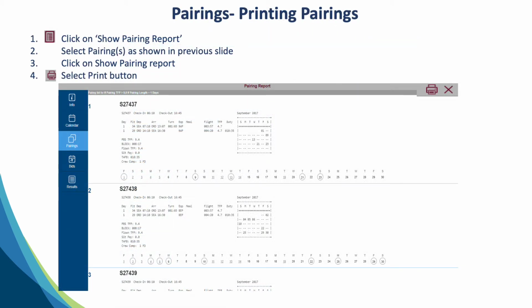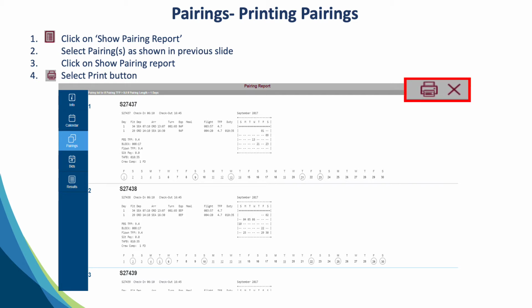You can print out pairings by clicking on Show Pairing Report. Select the pairing numbers you want to view by clicking on the circles next to the pairing numbers, or by selecting all pairings as demonstrated on the previous slide. Then click on Show Pairing Report. Pairings will now be shown in detail. The Print and Close buttons are in the upper right-hand corner.